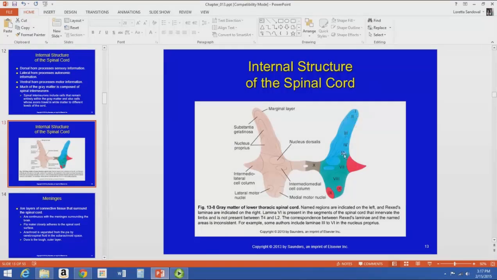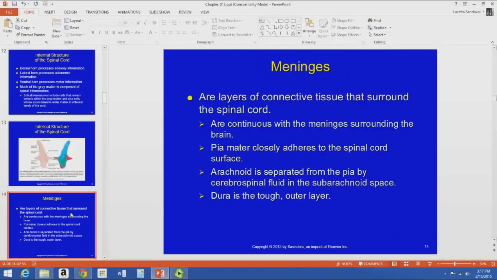The dorsal horn is the sensory information, the blue part. The red part on the side is the lateral horn, that's the autonomic information, and the green part at the bottom is the ventral horn, and that's the motor information. Okay, simple. I don't want the details, just simple.